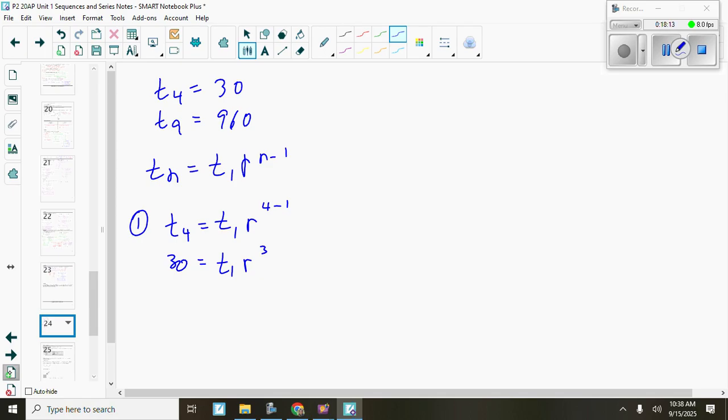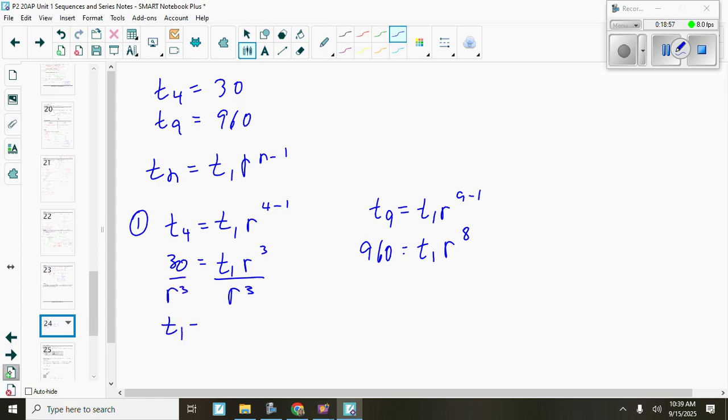Then we could also write T9 is 960 is equal to T1 r to the power of 8. This one's not as nice because now we're multiplying, whereas before we could isolate a variable and just subtract. We could do elimination by subtraction. But this one we would actually have to isolate for T1. It makes sense to isolate for T1. So we're going to divide by r to the power of 3.